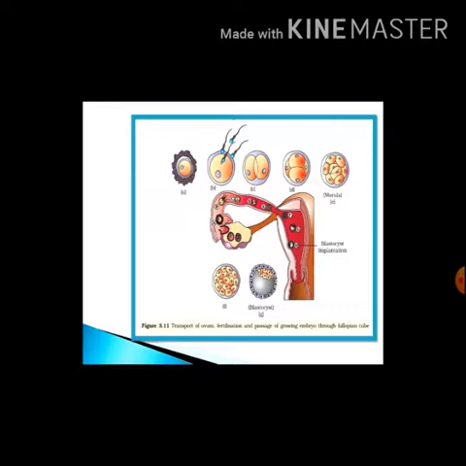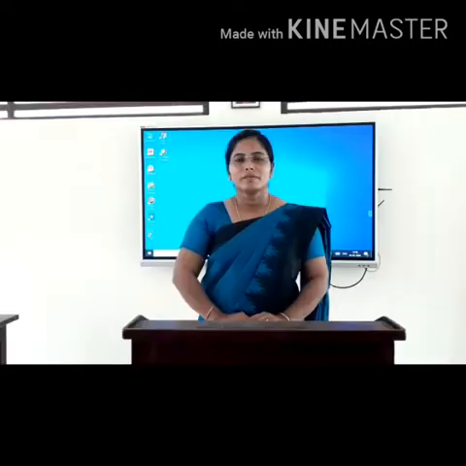The attachment of the blastocyst to the uterine wall is called implantation. It takes place about 7 days after fertilization. During implantation, the blastocyst gets completely buried in the endometrium. This process leads to pregnancy.